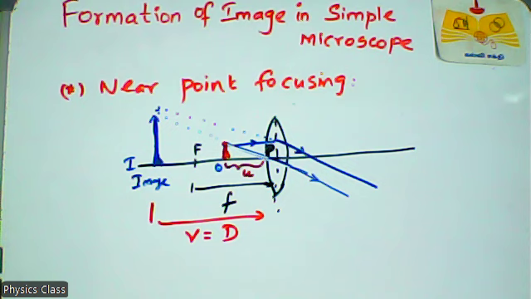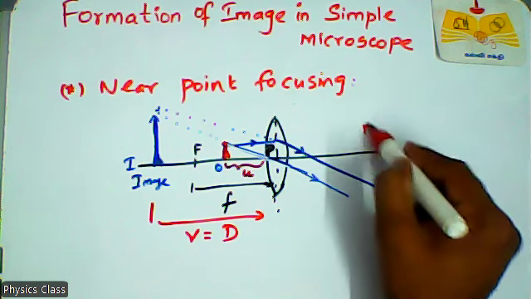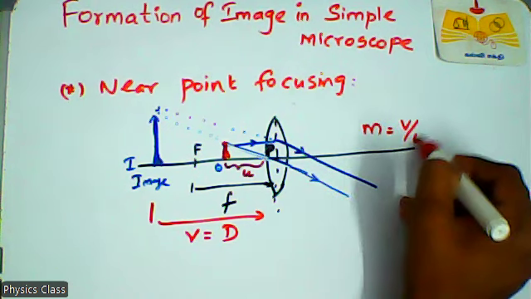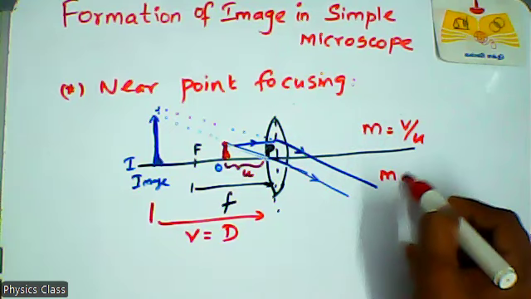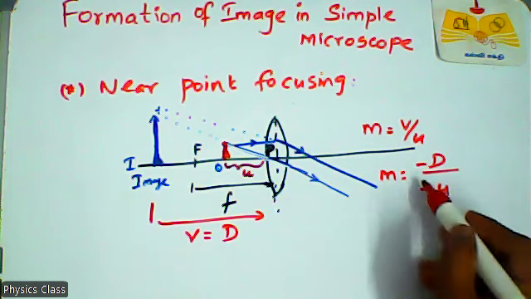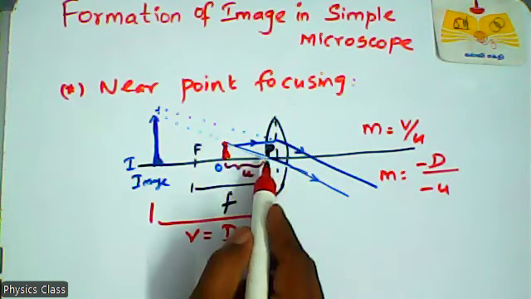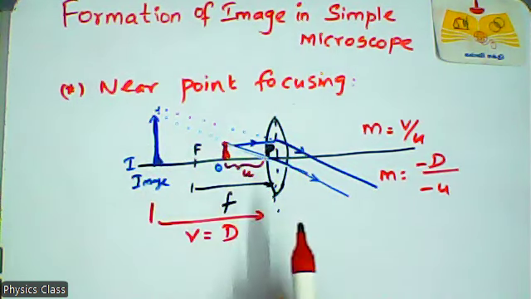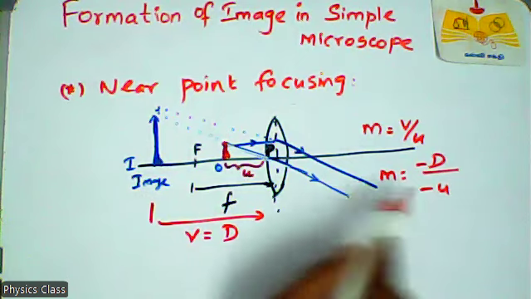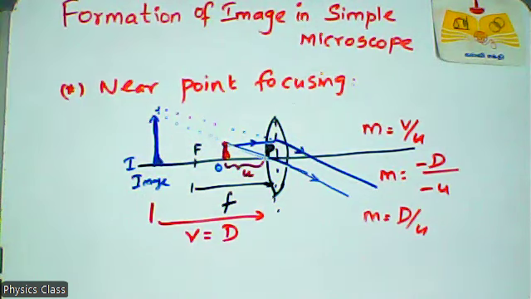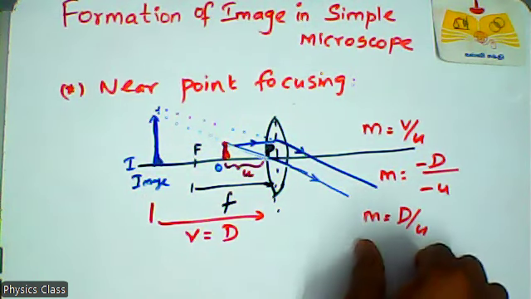So the magnification here is denoted as M. Already we know that M is equal to V by U. V is replaced by D, and U is replaced by minus U, because the minus sign is there for distances measured to the left of the lens, against the incident ray. Already we know that sign convention. So the minus cancels, and M is equal to D by U.